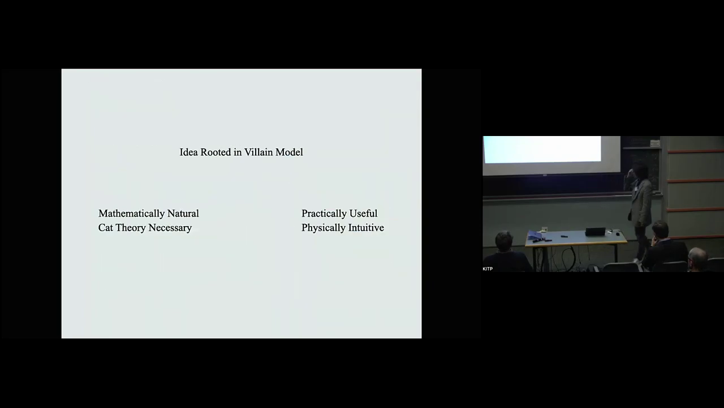So the talk is organized as the following. First, I'll introduce why the idea behind this solution is rooted in the Villain model. And then I'll talk about how this idea from the Villain model can be developed into a mathematically natural framework. But when you want to do it for more general examples, category theory becomes necessary. So now, not everybody endorses category theory yet, but everybody likes cats. And category theory is usually abbreviated as cat. So I think it's helpful for various reasons.